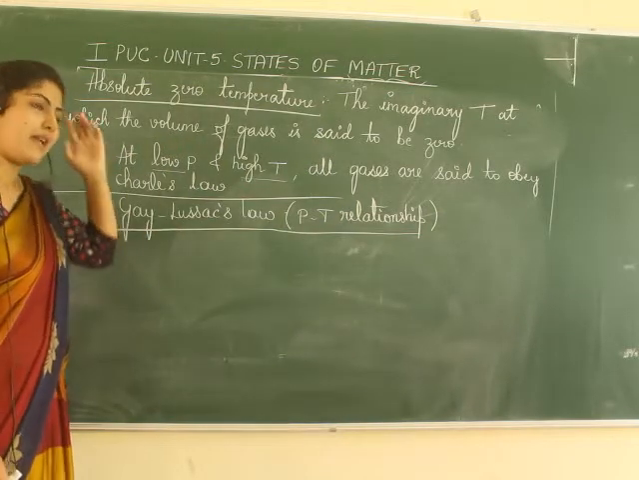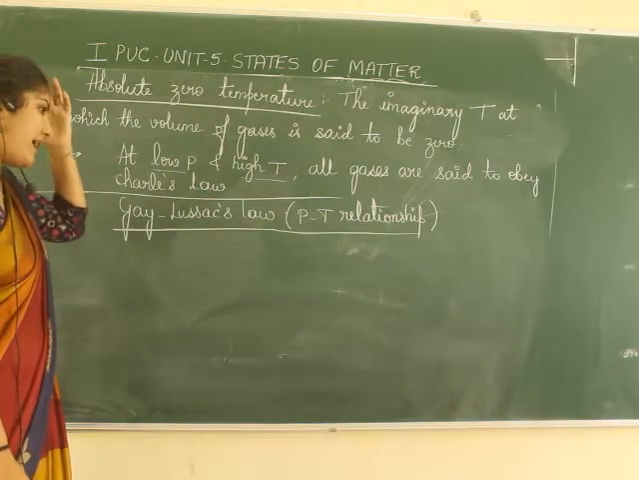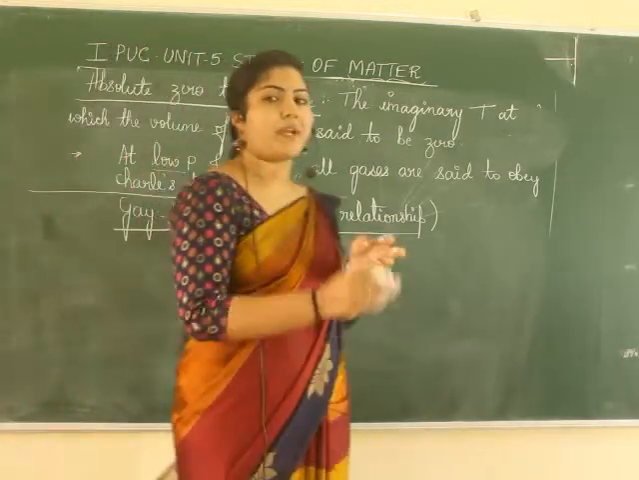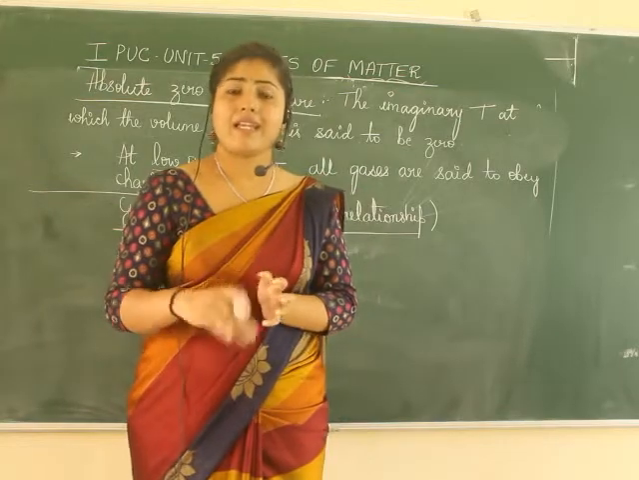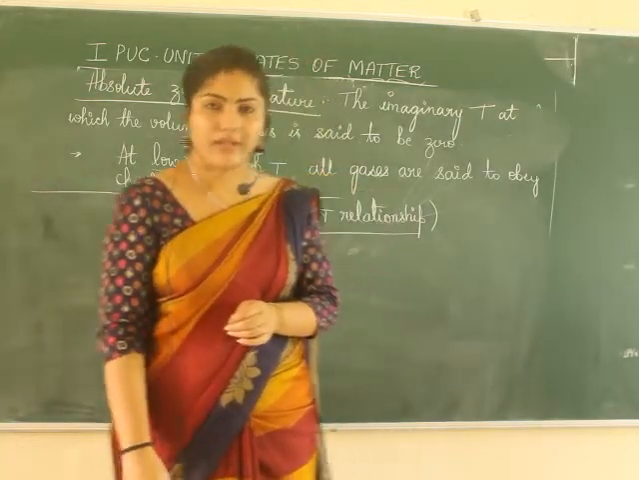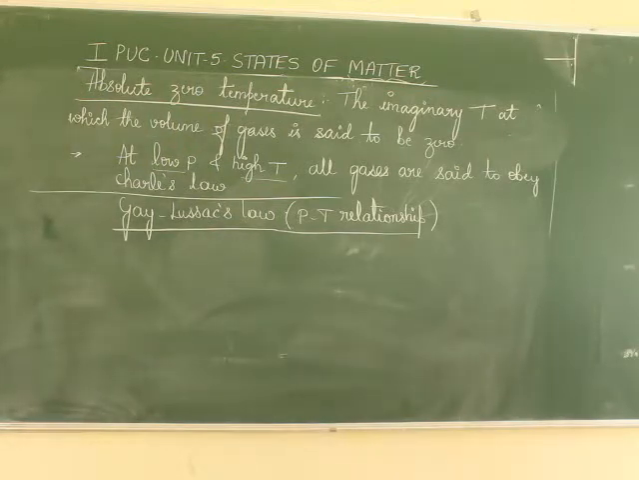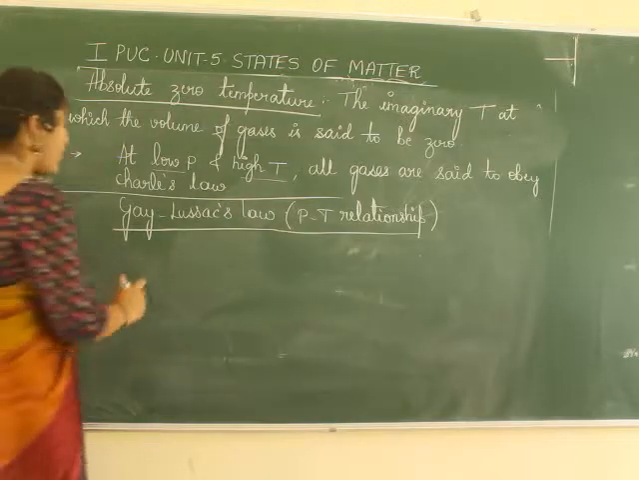So this Gay-Lussac's law is at constant volume. At constant volume, the pressure of a gas is directly proportional to temperature. That is what it means. It is giving you the relationship between pressure and temperature. So how do you define Gay-Lussac's law?